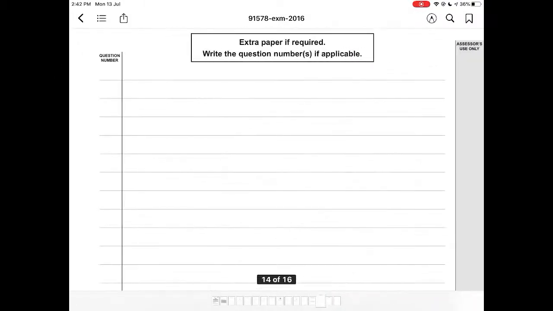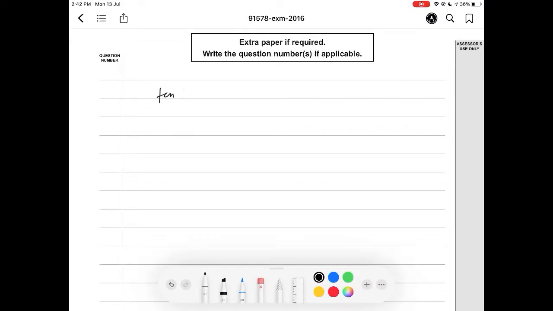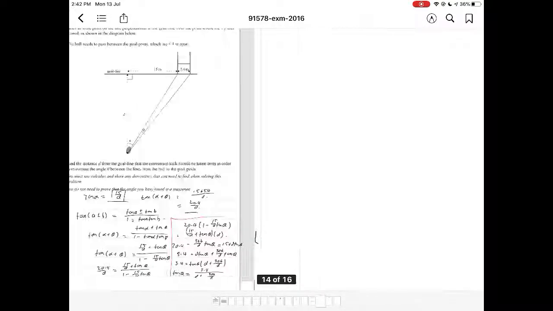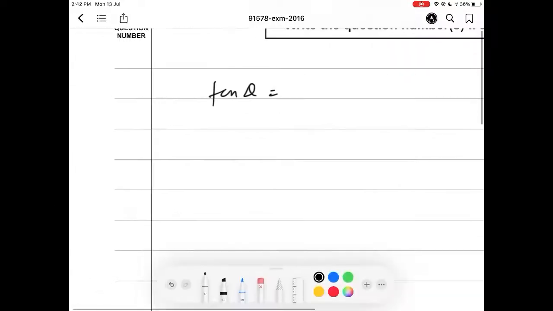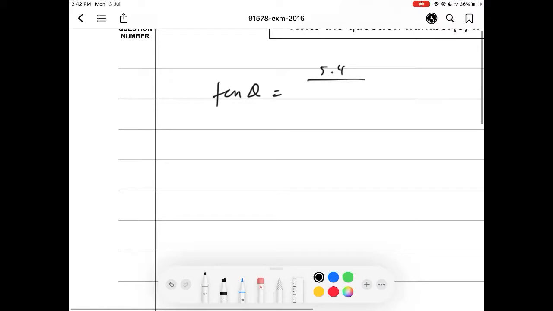Alright, so let me go to another page here. So what we had there was tan theta equals to what was it? Oh, my short-term memory. 5.4 over d plus 306. Okay, so tan theta equals 5.4 over d plus 306 over d.